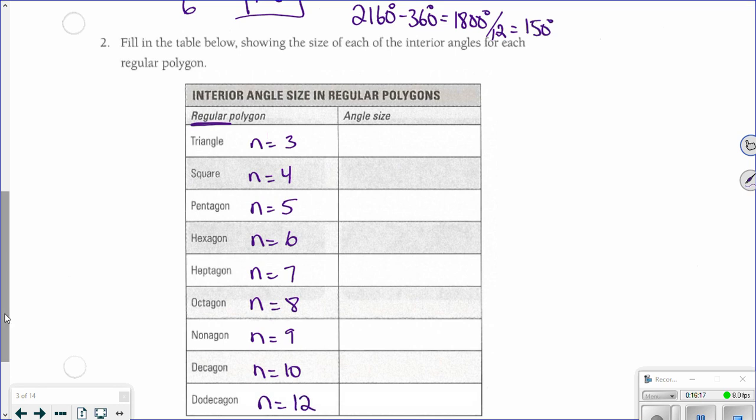The angle size for each of them you actually need to calculate out. So we're going to do our individual angle formula. We know that 180 degrees times n minus 2 divided by n will tell us our interior angles. So for a triangle, n is 3. So 180 times 3 minus 2 in brackets, which is 1. So 180 divided by 3 is going to be 60 degrees.